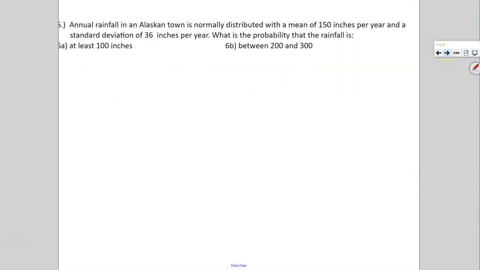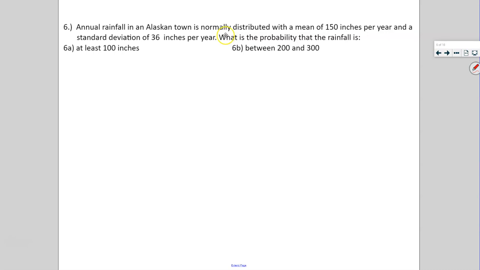All right, moving on to question 6. Annual rainfall in an Alaska town is normally distributed with a mean of 150. So again, this is your mean per year and a standard deviation of 36. So your mean is 150, standard deviation 36. What is the probability of rainfall at least 100 inches? So again, I am going to see if I need empirical rule.